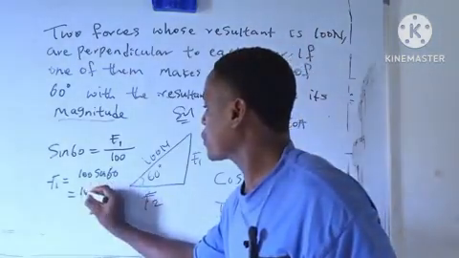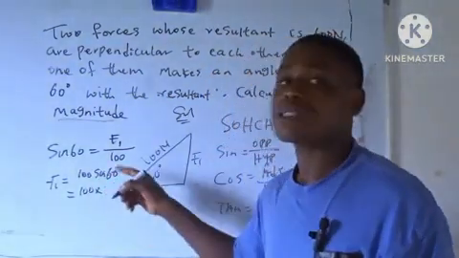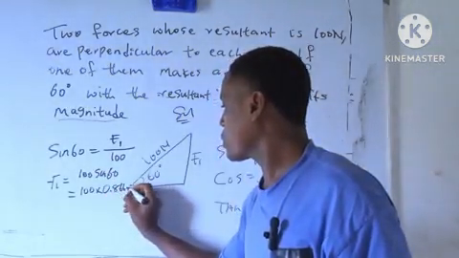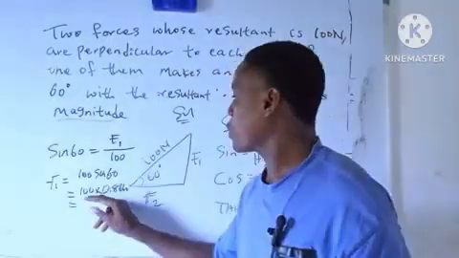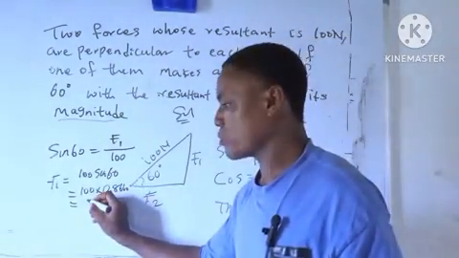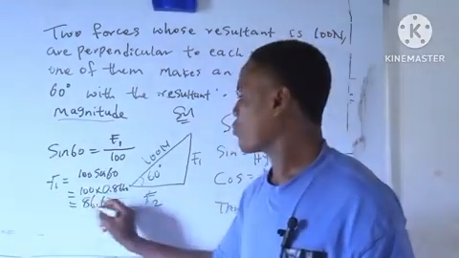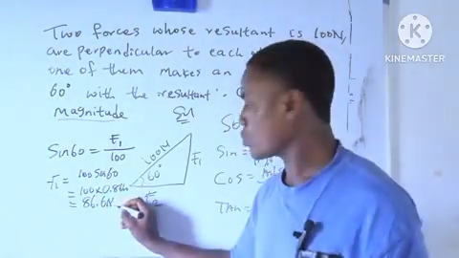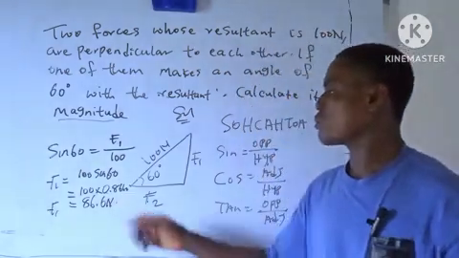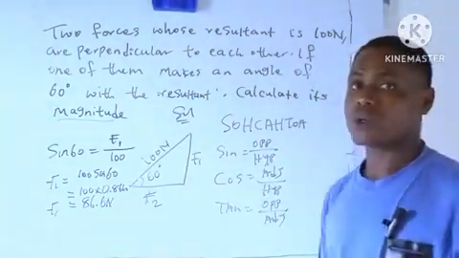So we have 100 times sine 60, and sine 60 is 0.8660. If you multiply everything, 100 times 0.866 will give us 86.6. We are calculating for force. This is the size of the force, which is the magnitude. So F1 equals 86.6 Newton. This is how to calculate for this type of question under scalar and vector quantities.